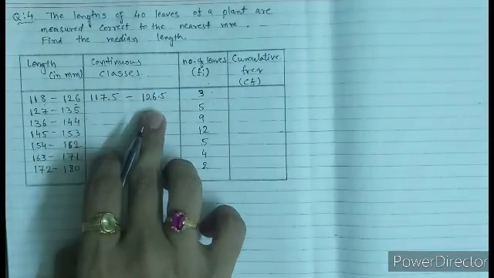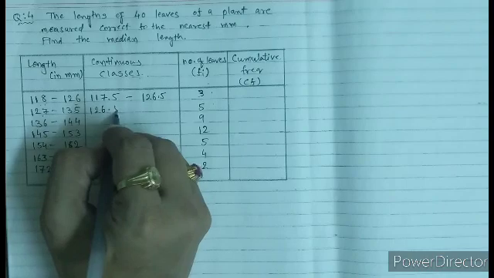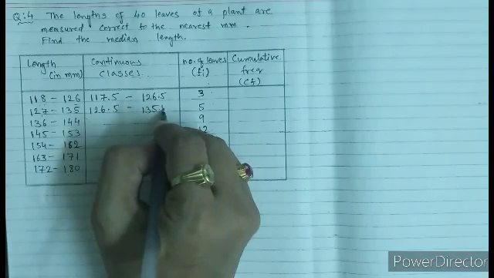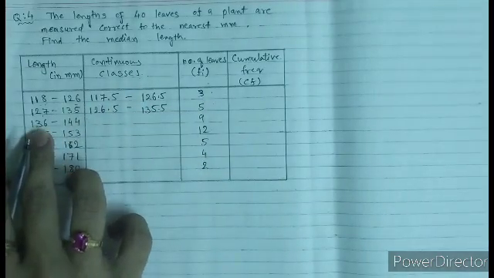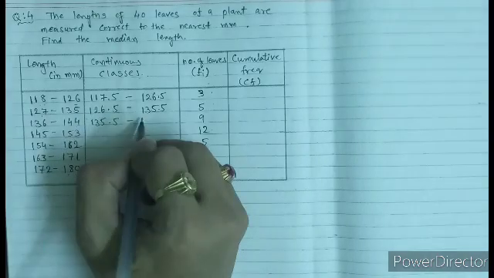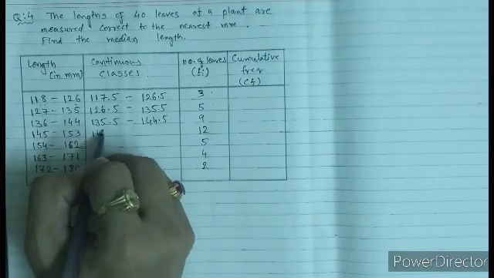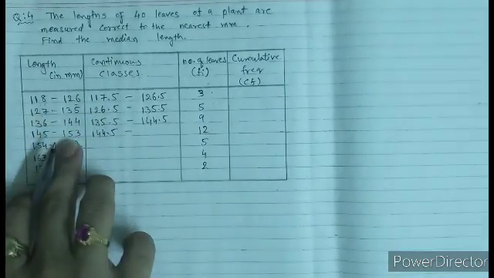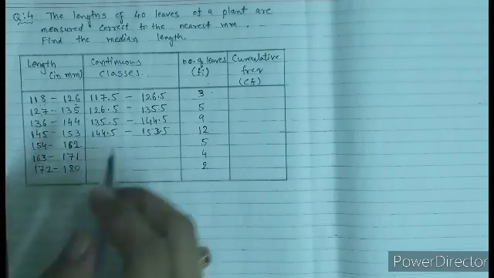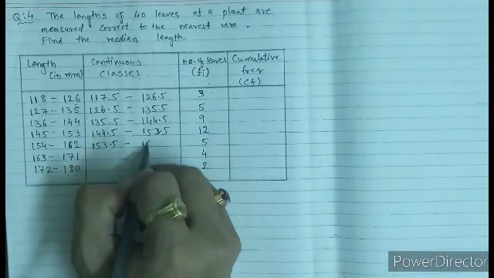These are called boundary points. Now in the second class, 127 minus 0.5 will be 126.5. And upper limit 135 plus 0.5 will be 135.5. The next is 136 minus 0.5, it is 135.5. And 144 plus 0.5, it is 144.5. Next is 145 minus 0.5, it will be 144.5. And upper limit 153 plus 0.5 will be 153.5. The next is 154 minus 0.5, 153.5, up to 162 plus 0.5 is 162.5.